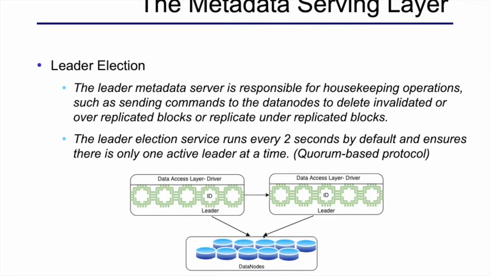In summary, we have multiple servers operating on the metadata serving layer. The leader will operate as the coordinator. If a server fails to complete the transaction, the leader will notify the client to send the file system operation to another server. The leader election service runs every 2 seconds by default and ensures that there is only one active leader at a time, and this protocol is quorum based.